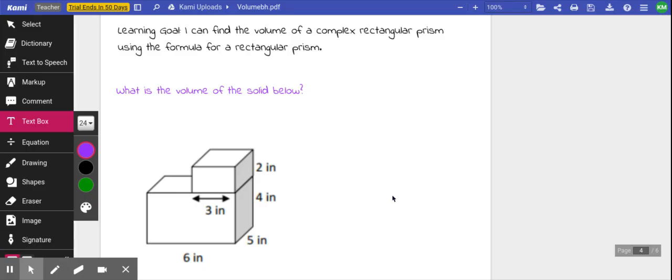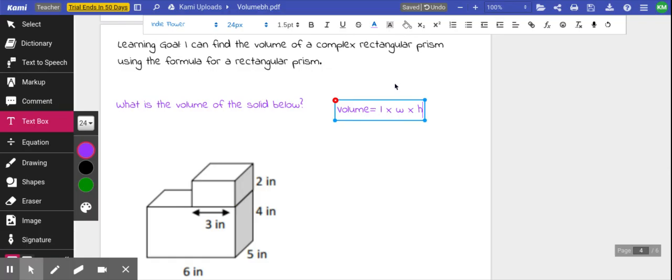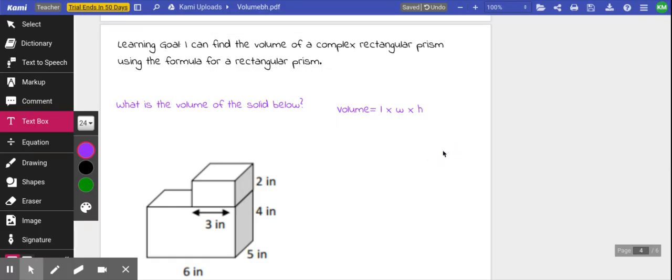So today's learning goal says I can find the volume of a complex rectangular prism using the formula for a rectangular prism. The formula we're going to be using today is length times width times height. Volume is equal to length times width times height. So I'm going to write that there just so we have that throughout this entire lesson. I know on Tuesday, we worked on volume is equal to base times height. Today, throughout the entire lesson, we're going to be using the formula for a rectangular prism, which is volume is equal to length times width times height. So you'll see me refer to that formula throughout this entire lesson.